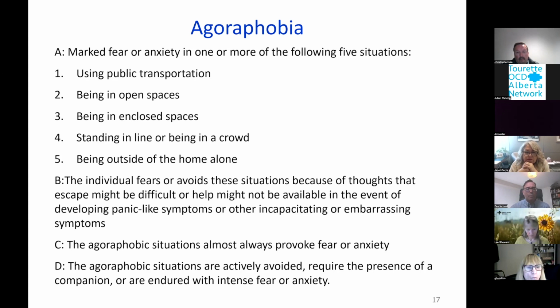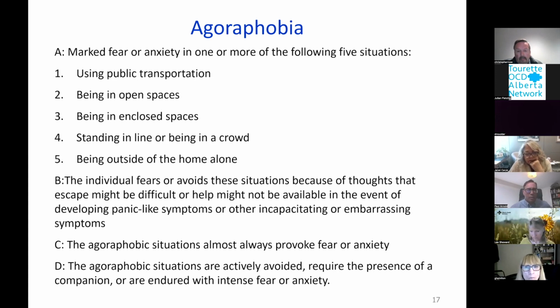And a big part of this is avoidance. Avoidance, as you'll probably hear, is an undercurrent, a recurring theme throughout all the anxiety disorders, but it's very much the biggest problem typically for agoraphobia. It's this avoidance. And the avoidance is driven by the perception that escape might be difficult or help might not be available in the event of developing panic-like symptoms.